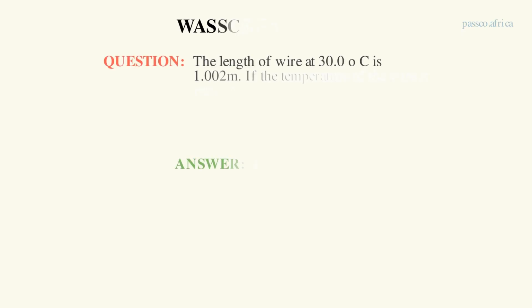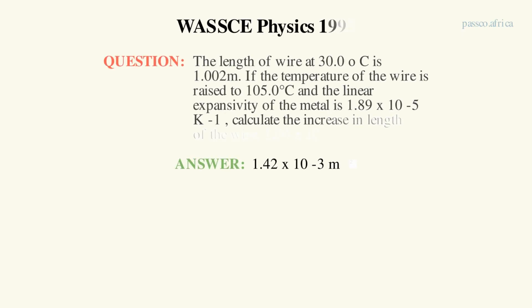Welcome to Passco Africa. Here is the question. The length of wire at 30.0 degrees Celsius is 1.002 m. If the temperature of the wire is raised to 105.0 degrees Celsius and the linear expansivity of the metal is 1.89 multiplied by 10⁻⁵, calculate the increase in length of the wire. 1.04 multiplied by 10. Now, try it yourself.